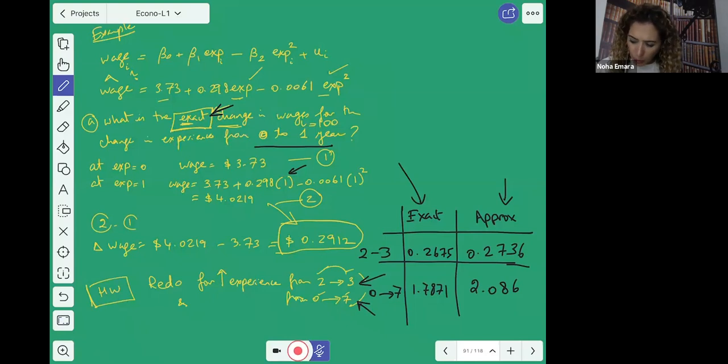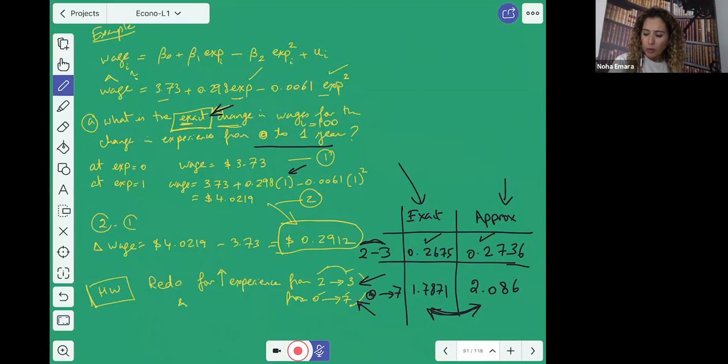Okay, what we can say from here is, if the change is small, like 2 to 3 is just 1 year of experience, then the answer of exact versus the approximate is almost the same, right? It's very, very close. However, the numbers get far away from each other for big changes. From 0 to 7, it's like a 7 years jump. So the approximate versus the exact change will not give you approximately close numbers.